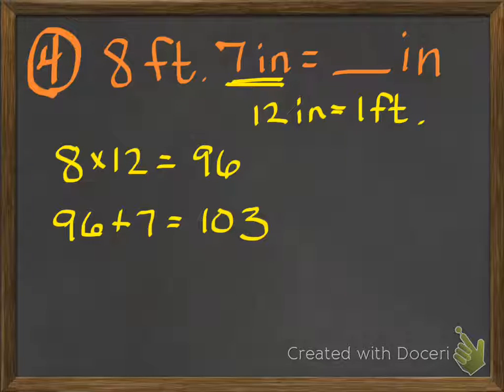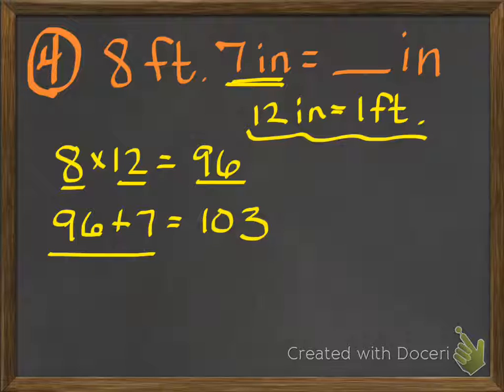Okay, so you should have remembered that there are 12 inches in 1 foot, so you have taken 12 times 8, and that would equal 96. And then I reminded you, don't forget to add that 7 inches, so now you have 96 plus 7 inches, that equals 103 inches. So your answer would be 103.